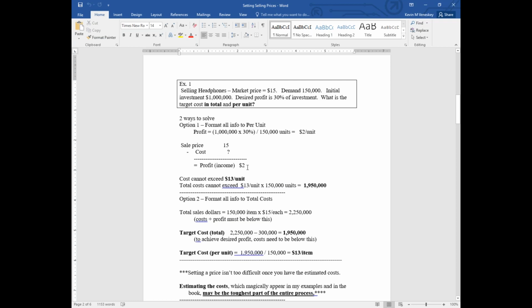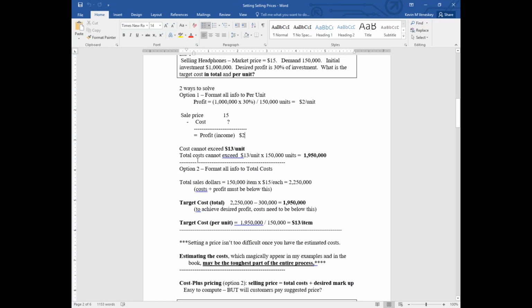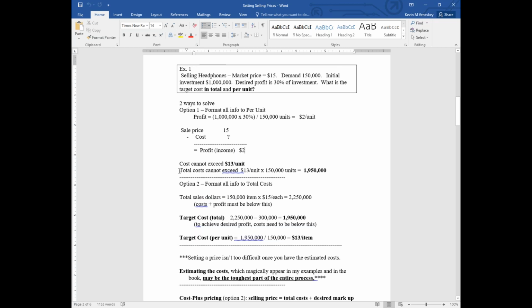$15 minus what will give me a $2 per unit profit. And so we can easily then figure out what this one is, $13. Our costs need to be $13 per unit or lower to achieve what we want. Now, for total cost, that may be easier to look at from the management point of view instead of $13 per unit. Total cost, all we need to do is take the $13 times how many units we're going to be making. And that's $1.95 million for total cost.